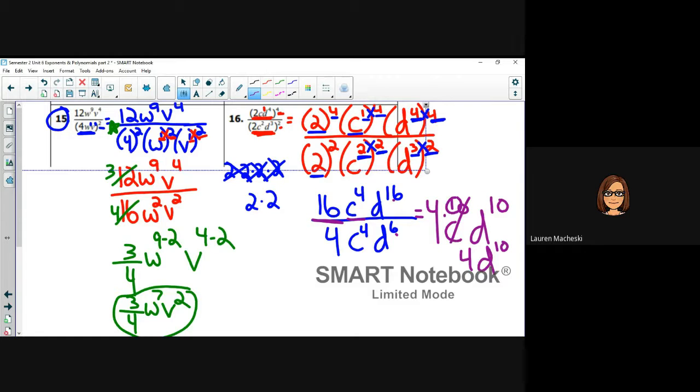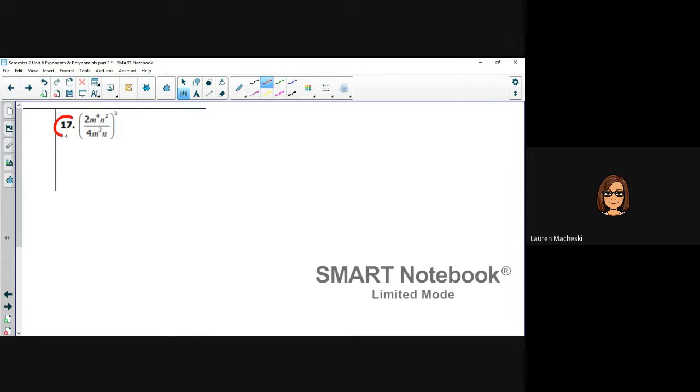All right, let's try one more together, and then I'll let you know what you're going to have to do. Let's go to 17, right on the back there. And remember, then you're going to take pictures of these notes that we did together and the problems that you have to do on your own. Okay?